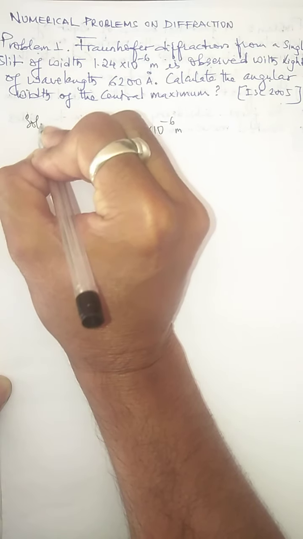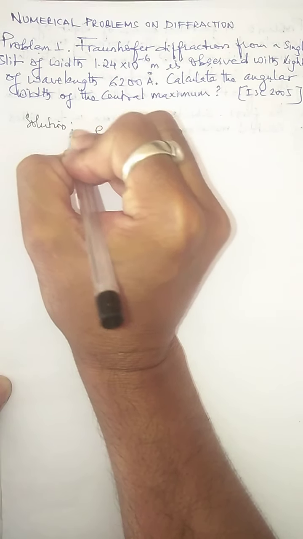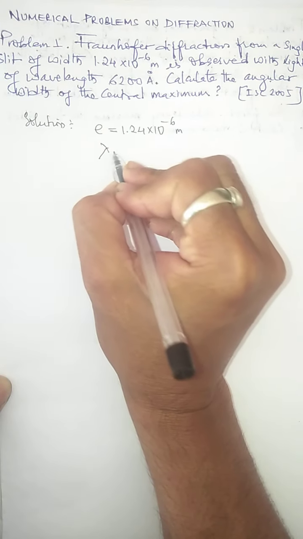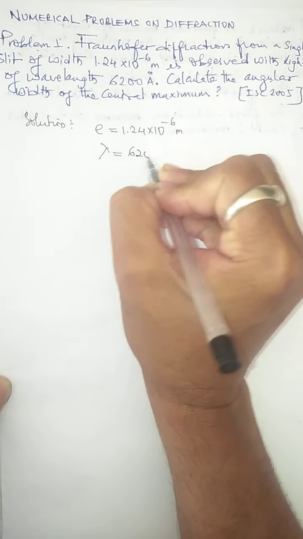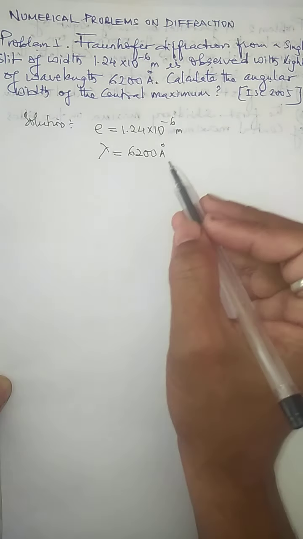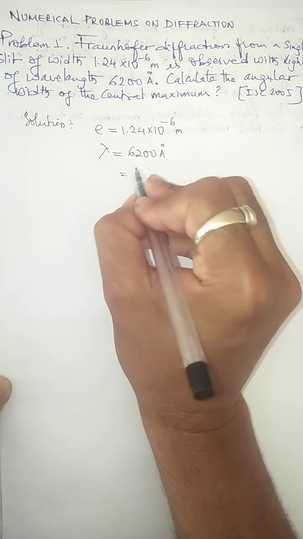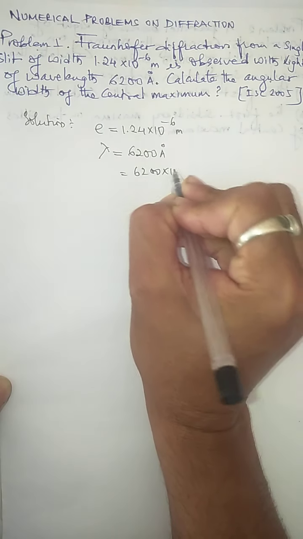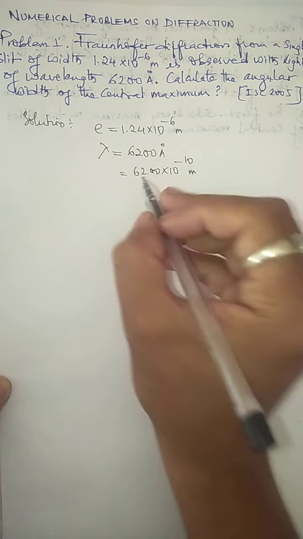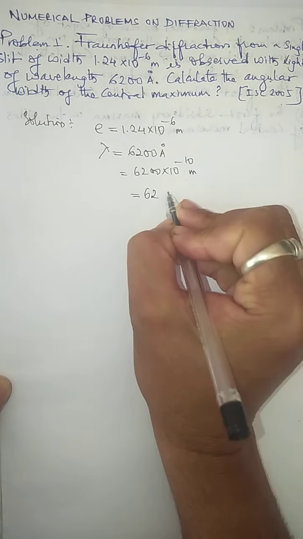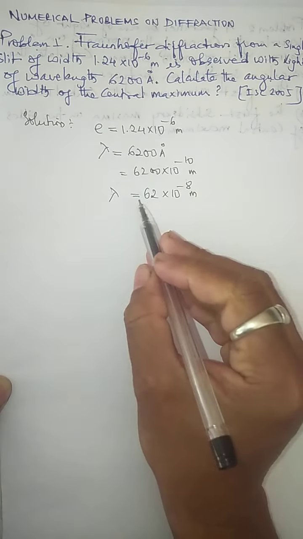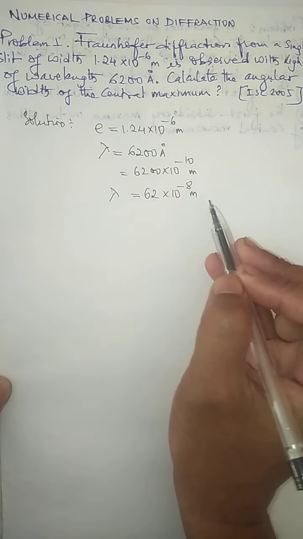So let me do the solution of this question. It is observed with light of wavelength lambda, which is 6200 Angstrom. This wavelength in Angstrom we need to convert into meter, so I multiply by 10^-10 meter. But children, this can be further simplified and written as 62 × 10^-8 meter. We can write this way also. So your wavelength is 62 × 10^-8 meter.